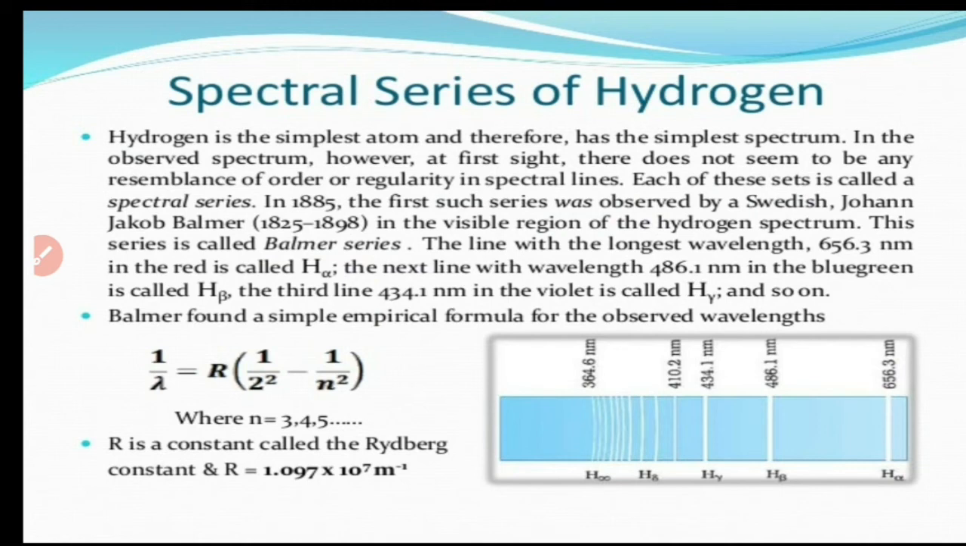That formula is 1 by lambda equal to R into, in bracket, 1 by 2 square minus 1 by n square, where n can take values like 3, 4, 5, etc. And this capital R is a constant called the Rydberg constant, and its value is 1.097 into 10 raised to 7 per meter. Lambda is the wavelength. So the wavelengths in this spectral series are related as per this equation, and this equation is called the empirical formula.